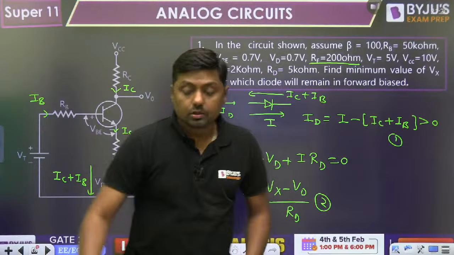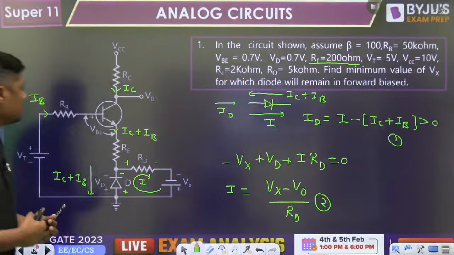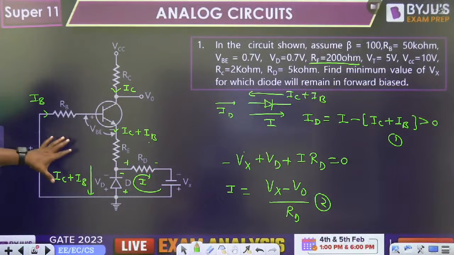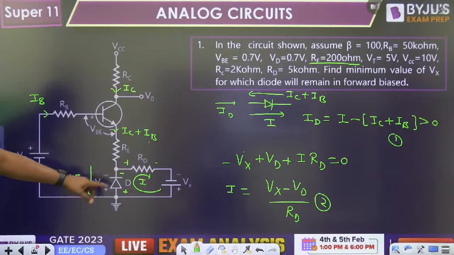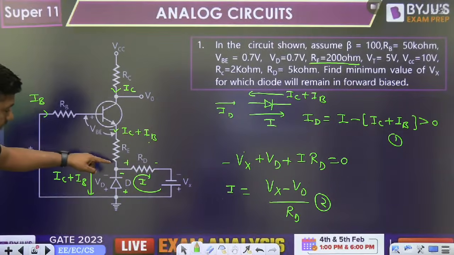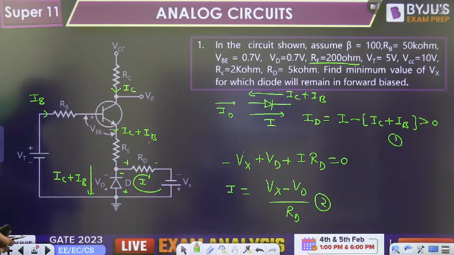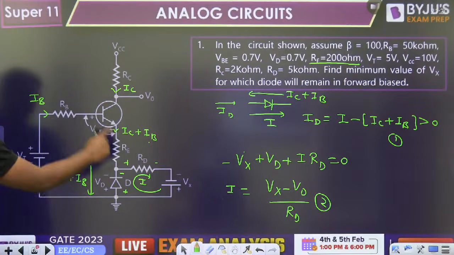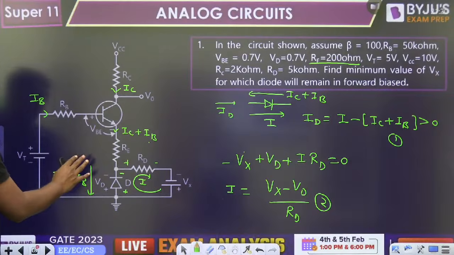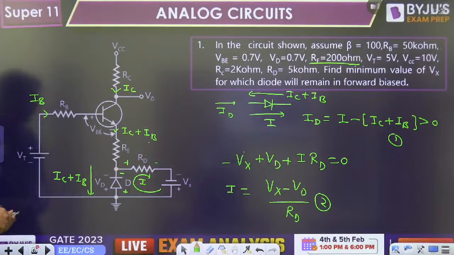So what is the approach? Try to understand. First of all, when the diode is forward biased, there is current from the P to N side, and IC plus IB is the current from the N to P side. Then let the BJT be in active region. Write down the KVL here. Once you write the KVL, you will get the value.